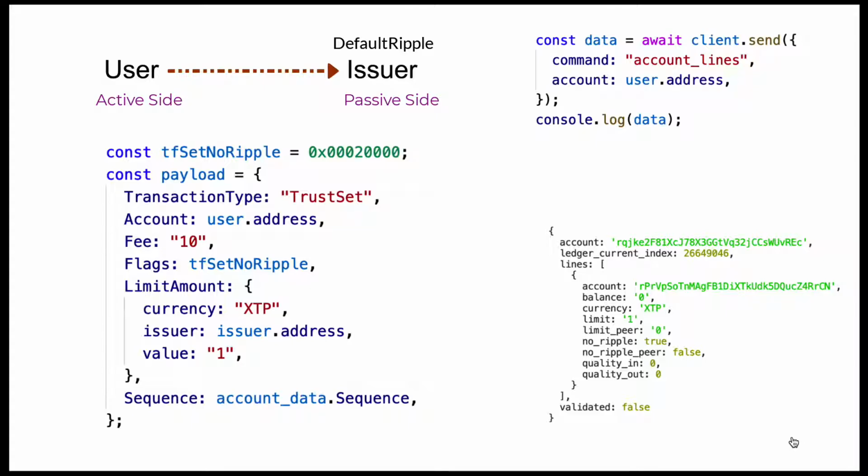Also note that if the issuer changes the default ripple setting on the account, trust lines that were created before the change keep their existing no ripple setting. You can use a trust set transaction to change the no ripple setting of an individual trust line, which I'll be showing going further in this video.